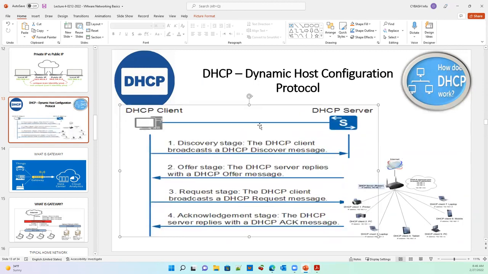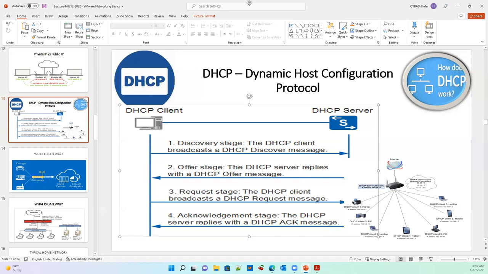So there are four stages. The first is the discovery stage, in which the DHCP client broadcasts a DHCP discover message. What that means is once you power on your phone, laptop or computer, it starts shouting in the air, broadcasting: I am alive, I am powered on, I want an IP address. I am hungry, I want an IP address.